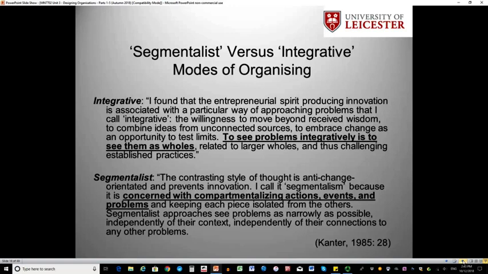And the segmentalist mode, as I mentioned a few minutes ago, is very similar to the mechanistic mode. And as I mentioned, Burns and Stalker are not so critical of the mechanistic mode, because what they see is that the mechanistic mode is appropriate in certain conditions and certain activities, although they do highlight, in a way similar to Cantor, that the mechanistic mode or the segmentalist mode is not conducive to innovation and innovative activity.